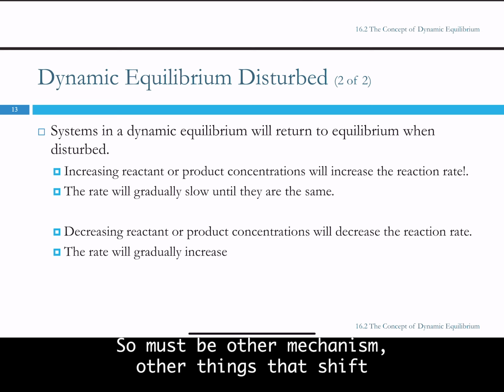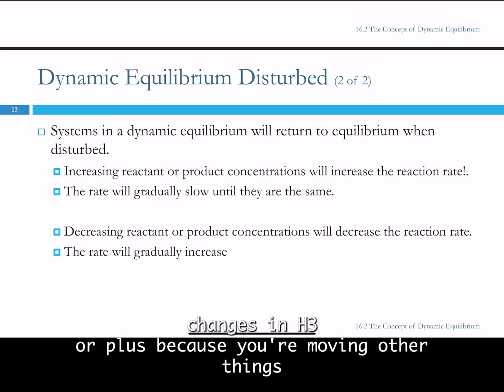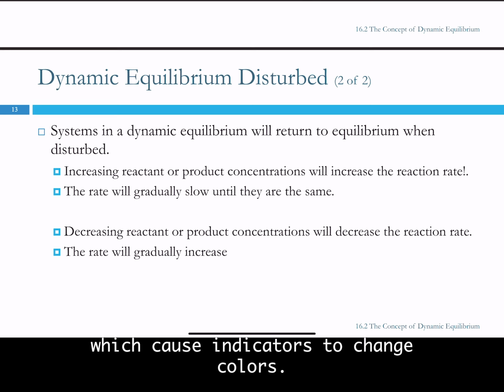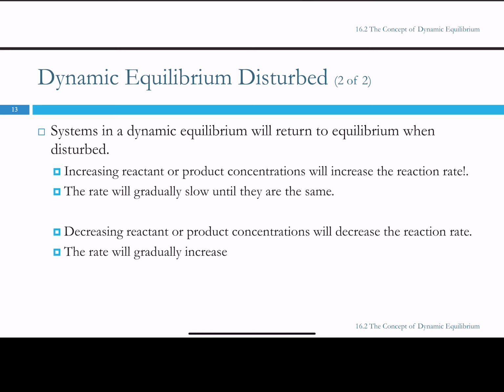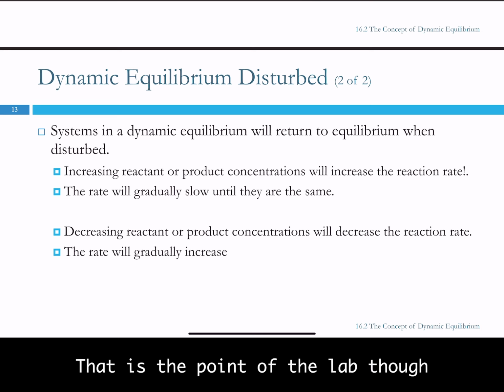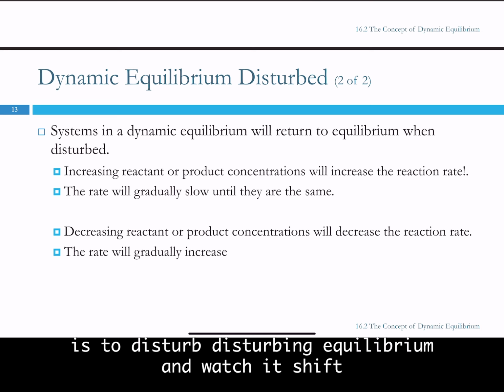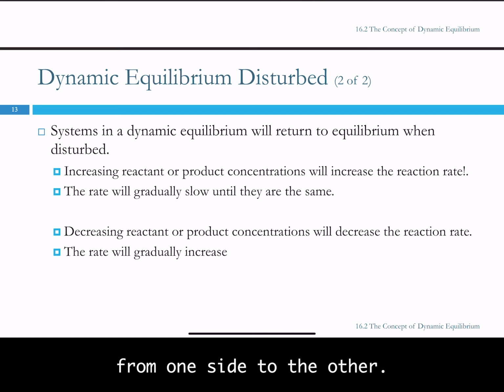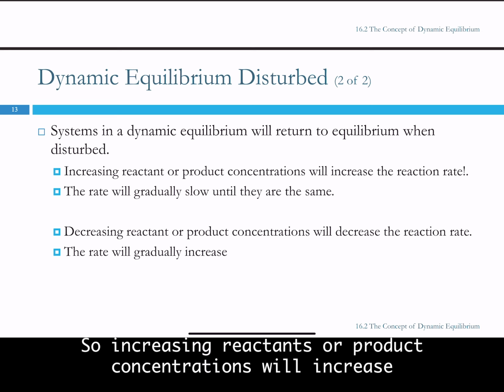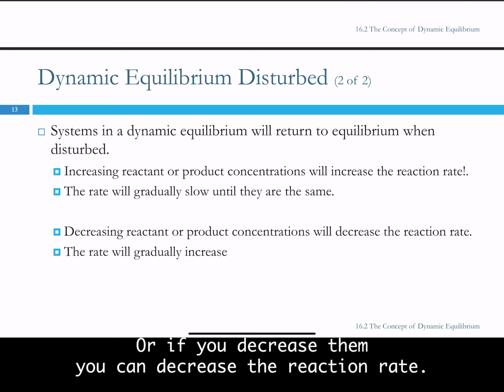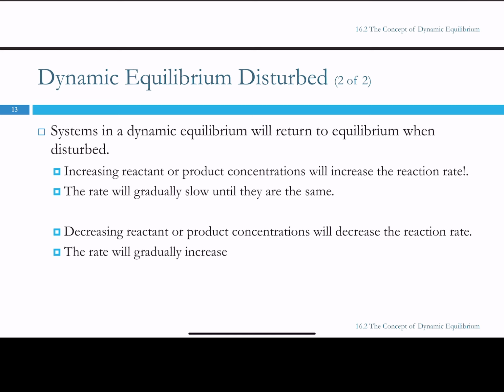There must be other mechanisms, other things that shift changes in H3O+ because you're moving other things, which cause indicators to change colors. That is the point of the lab, though, to disturb an equilibrium and watch it shift from one side to the other. Increasing reactant or product concentrations will increase the reaction rate, or if you decrease them, you can decrease the reaction rate. And then rates will increase until they're the same.